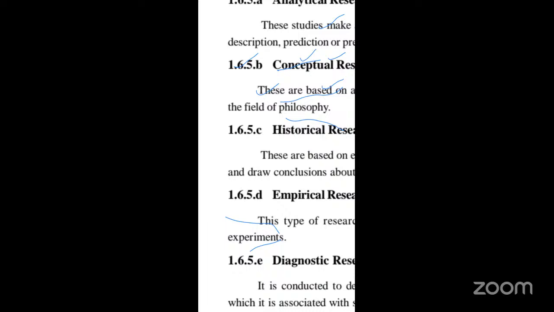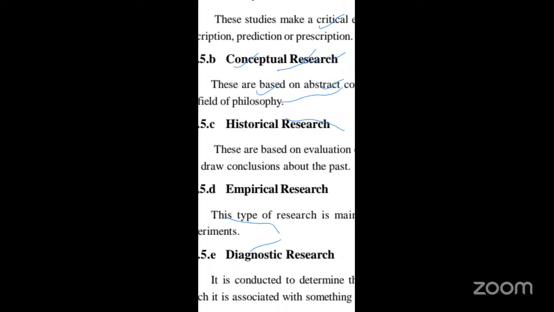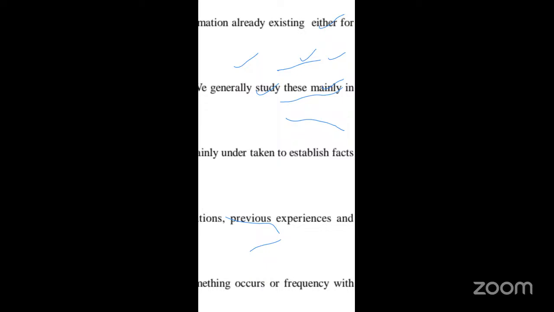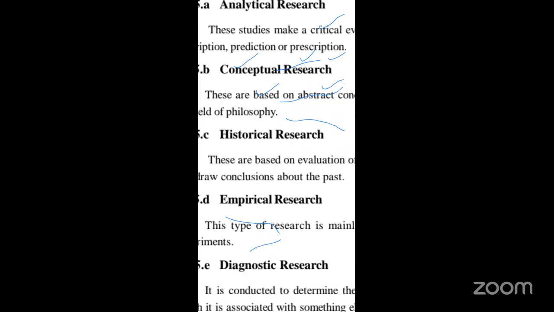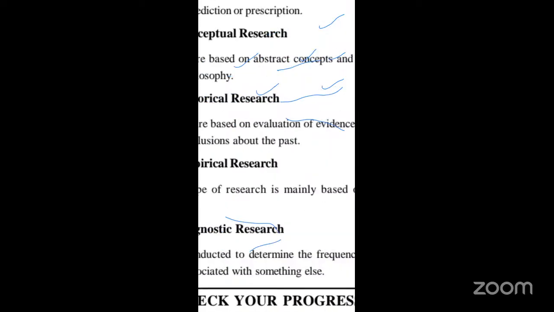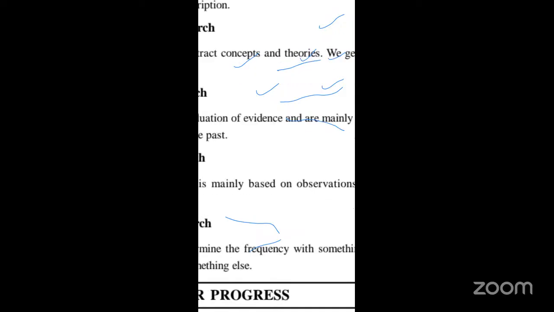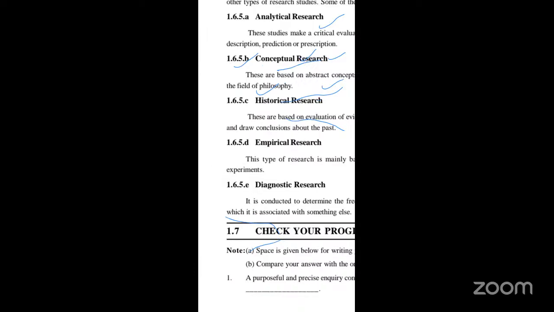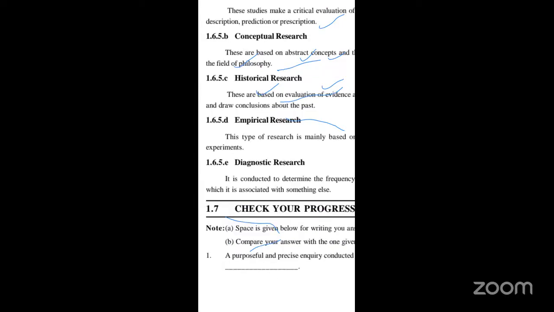What is historical research? These are based on evaluation of evidence and are mainly undertaken to establish facts and draw conclusions about the past. This type of research is mainly based on observations, previous experiences, and experiments. Diagnostic research is conducted to determine the frequency with which something occurs or is associated with something.